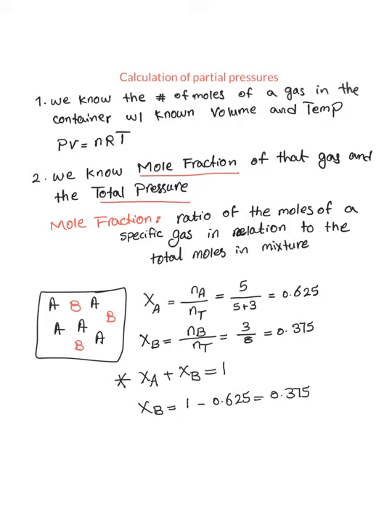Now, this is the way to calculate the mole fraction in the mixture. How can we calculate the partial pressure? To calculate the partial pressure, for example, for component A, we simply need to multiply its mole fraction by the total pressure. And that will give us the partial pressure of component A in that mixture.